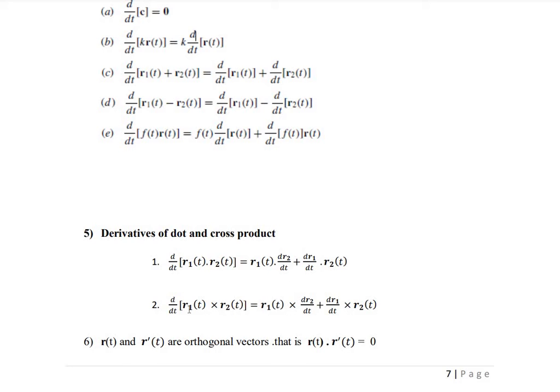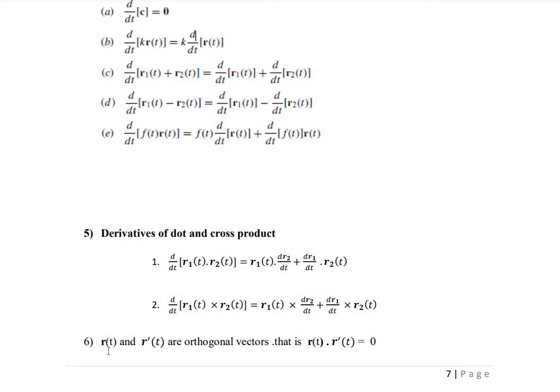Then the next one is derivative of cross product of two vector valued functions r1 of t and r2 of t, which will be equal to r1 of t cross derivative of r2 with respect to t, plus derivative of r1 with respect to t cross r2 of t.